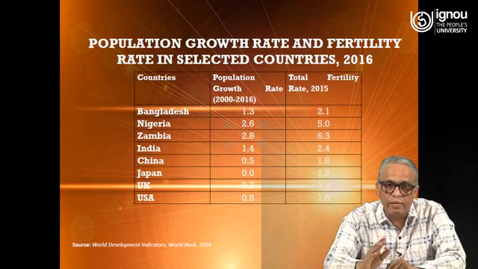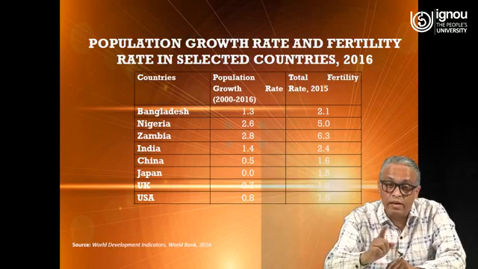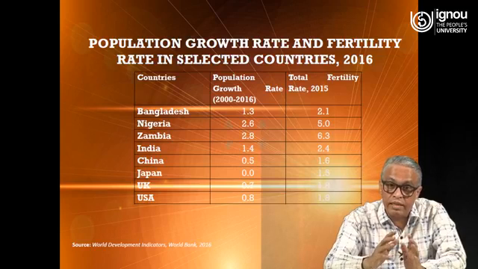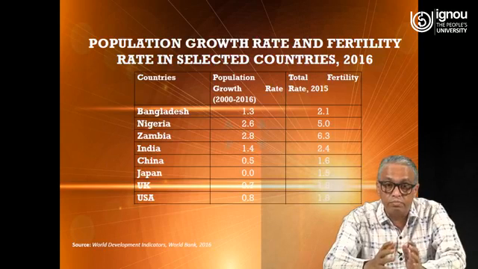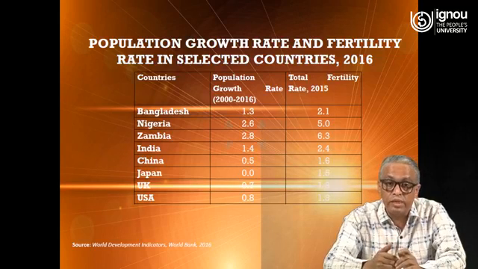That means China, Japan, US and UK have attained the replacement level fertility, that is less than 2. But all the Asian countries and African countries have a fertility rate of more than 2. They are struggling. If you see Zambia, it is 6.3, Nigeria 5.0. That means in African countries, population is a major concern, and so also in South Asian countries, Bangladesh, they have still to achieve replacement level of fertility.